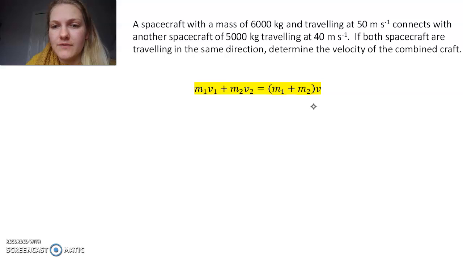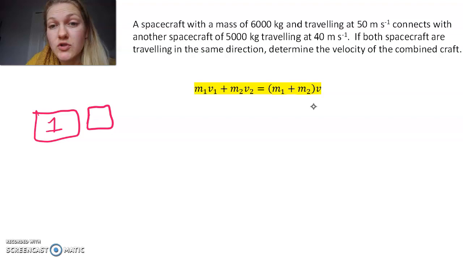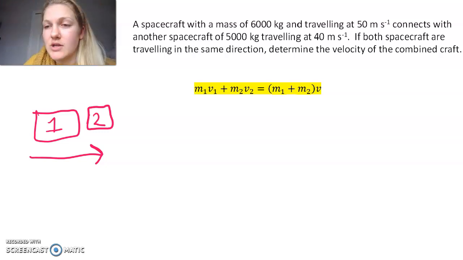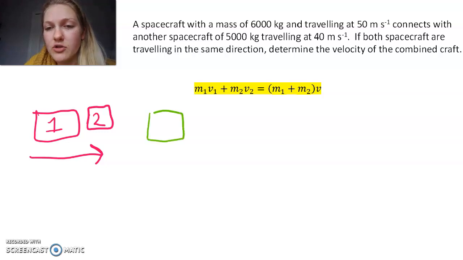the combined craft. So here we've got our first spacecraft. Label this 1. We've then got it connecting with a slightly smaller spacecraft, which we are going to label 2. Both are then travelling in the same direction, as denoted by this arrow. What then, as the question asks, is the total velocity of the two crafts combined together?